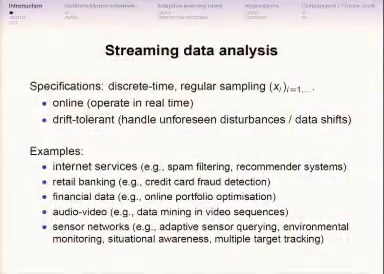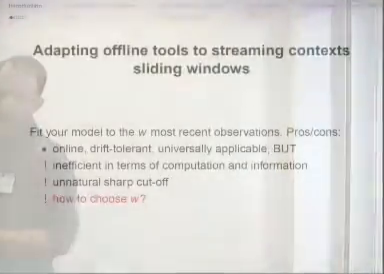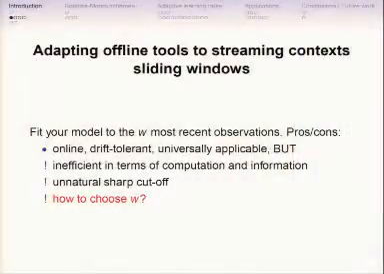So let me try to explain the point of view that I'm taking. It is very common in streaming data analysis to select a tool that was designed for the offline case and adapt it so that it can work online. The most popular and simplest way to do that is simply by enforcing a sliding window. You take your favorite algorithm and apply it to a window of the last W observations you've seen, and repeat that as you slide along in real time. The pros of this approach is that it's online and drift tolerant in a very simple way. You don't need to make any changes to the algorithm itself.